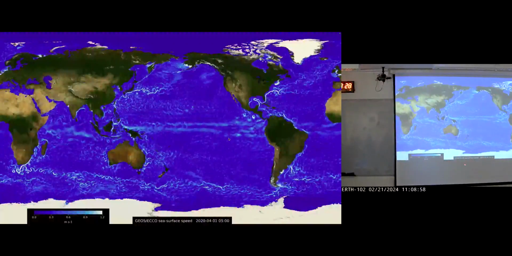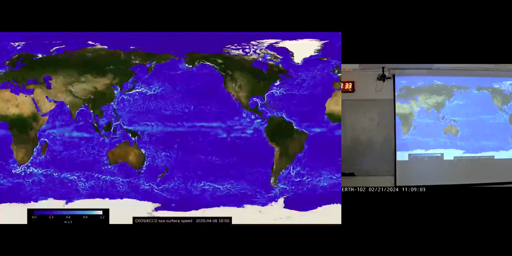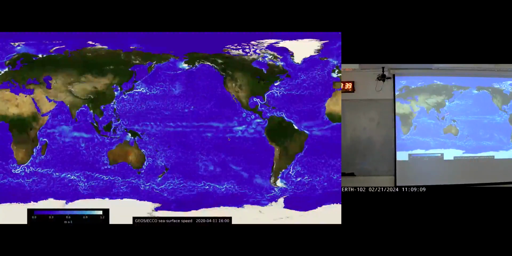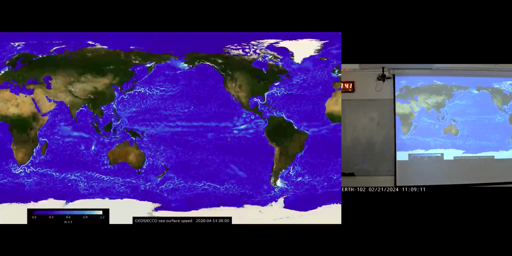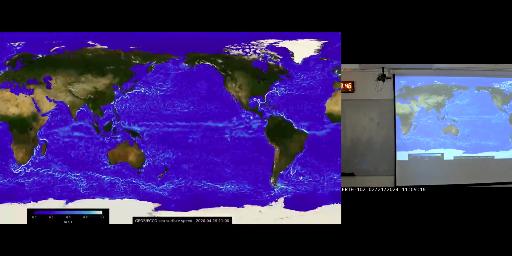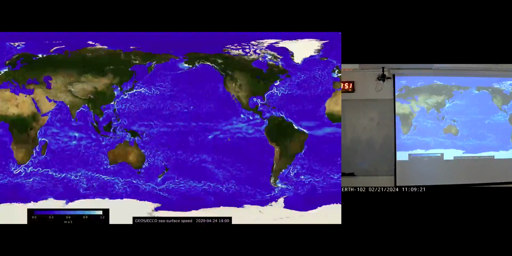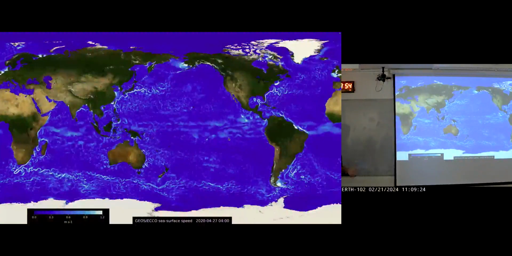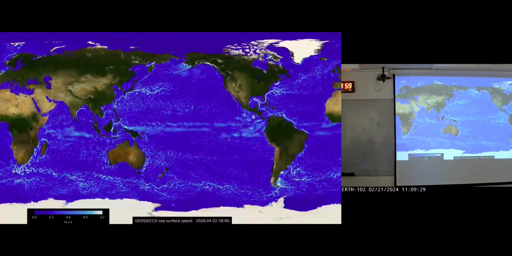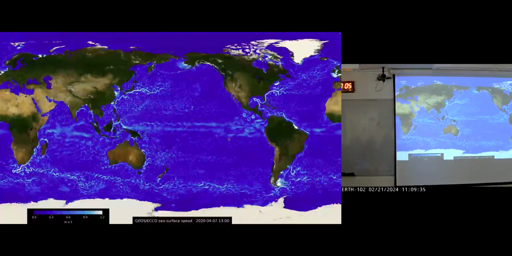Here I'm showing the sea surface speed in the ocean, so currents. We see completely different behavior. What pops up mainly is the big currents, so the Gulf Stream, the Kuroshio, the Agulhas, and the Brazil Current, and many circular patterns. Those are the ocean eddies.